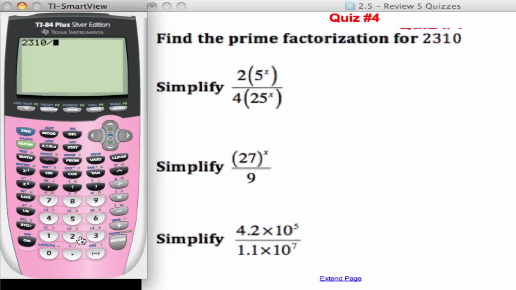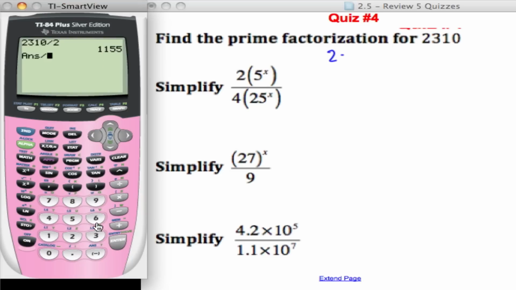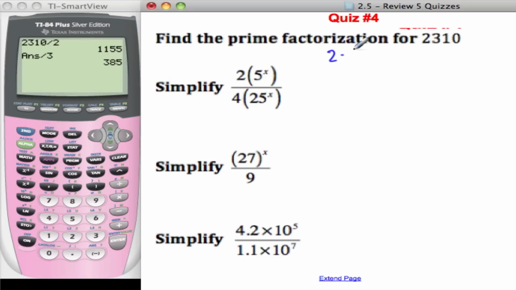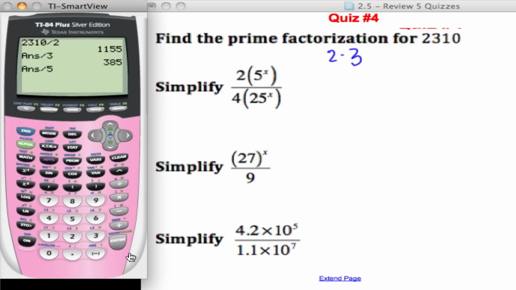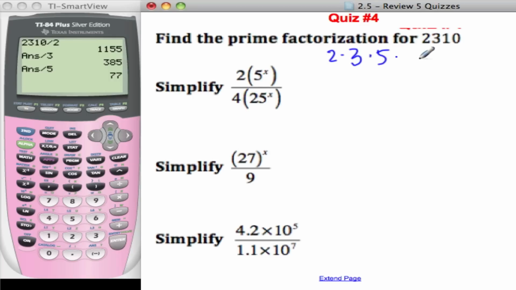2310 divided by 2 is 1155, so that's going to be times 2. And if I divide this one by 2, it definitely doesn't go into it. If I try 3, it goes in 385, so I can multiply by 3. And then if I divide by 5, I get 77, so times 5, and then 77 is, of course, 7 times 11. And those are the prime factors, which just happen to be the first 5 prime numbers.